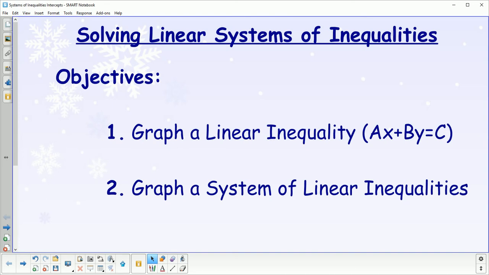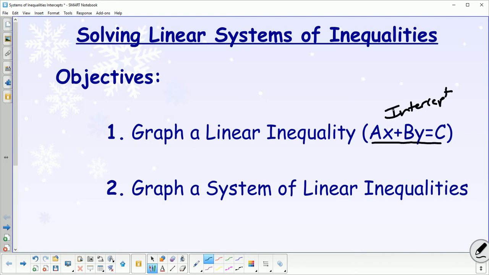Okay, second and final video for systems of inequalities. These ones are going to be in general form, and remember what we're going to be doing here is finding intercepts. Okay, so talking about inequalities and our systems of inequalities in particular, remember nothing really changes from last section or last lecture until this one.